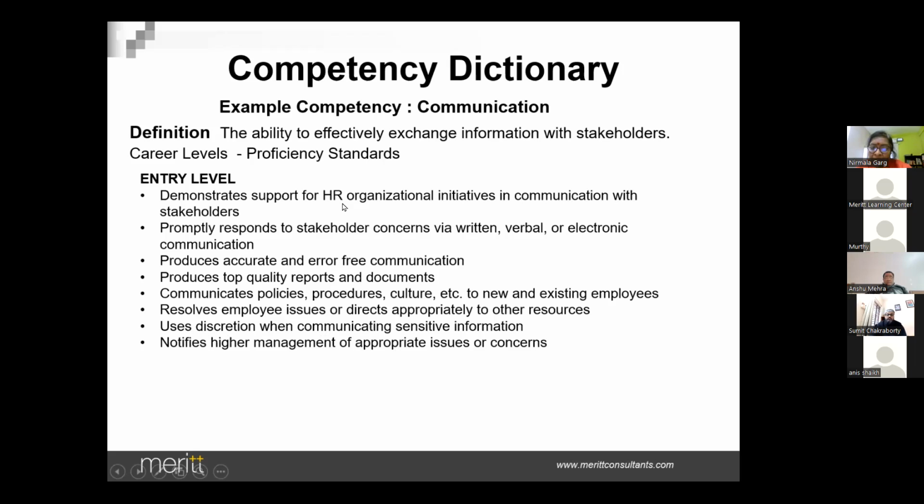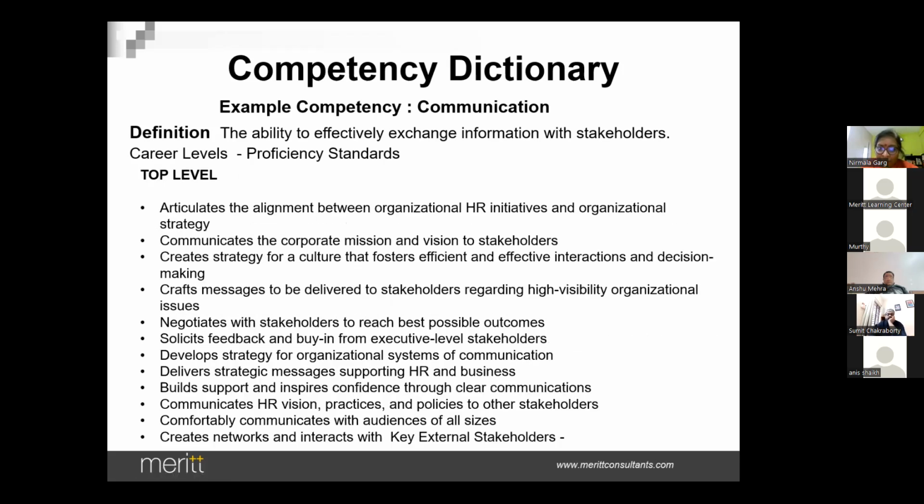So these are all the behaviors of this communication competency for an entry level HR function, who is also called an HR specialist. Okay. Now look at the top level. Just look at the behaviors. Do you think they should be the same or they should change? They should change because the nature of the job is very different. He has to bring stakeholder management, a lot of other things, strategy, policies. So look at the behaviors.